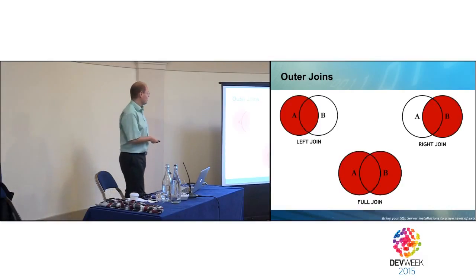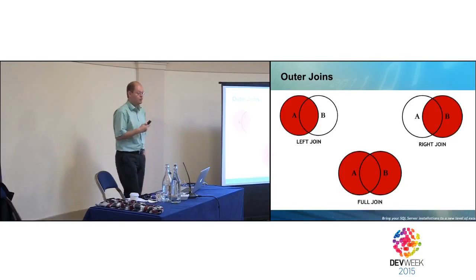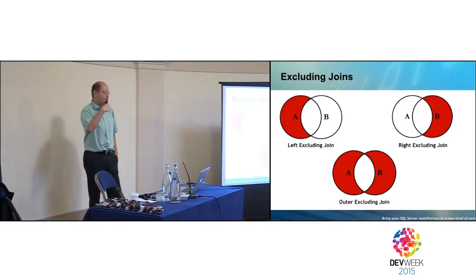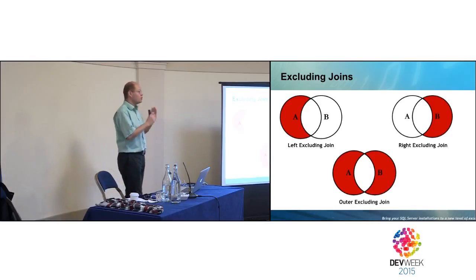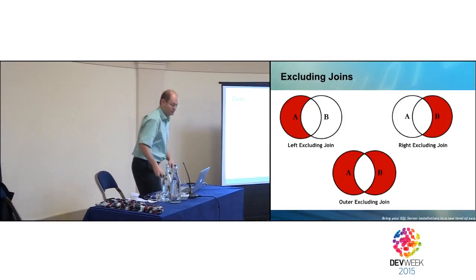So we have here left join, which means the left table is preserved, right join the right one, and the full join, both tables are marked as preserved. You also have so-called excluding joins, which means you can exclude some rows, which we'll also see in the demo.